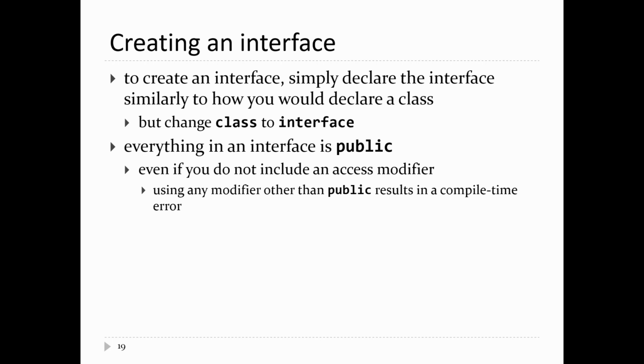You declare what looks like a class, except you call it an interface. Everything in the interface is public. You don't have a choice about that. Even if you don't put an access modifier on it, the compiler is going to make it public anyway. If you use any modifier that's not public or blank, the compiler will not compile your code. So everything's public in an interface.